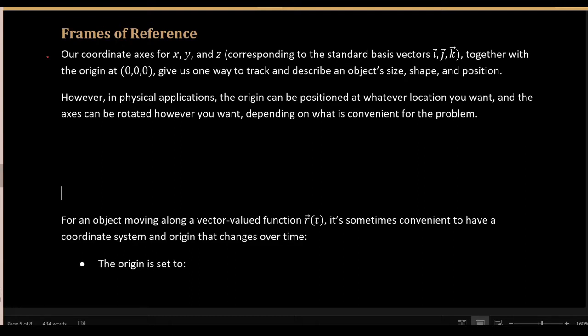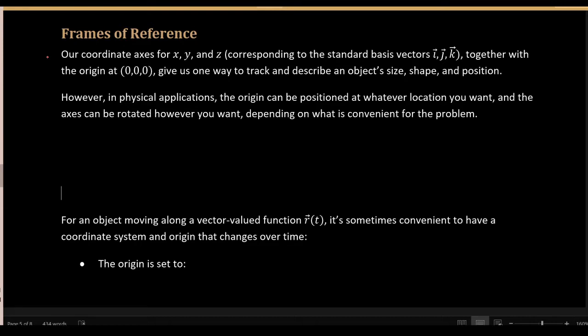But in real life, there is no sacred scripture telling you where the origin has to be or how the coordinates have to be oriented. In a real life problem, you're going to position the origin at whatever location is convenient for you, depending on what you're working on. And your x, y, and z axes will point in whatever direction is convenient for you, depending on what situation you're working with.